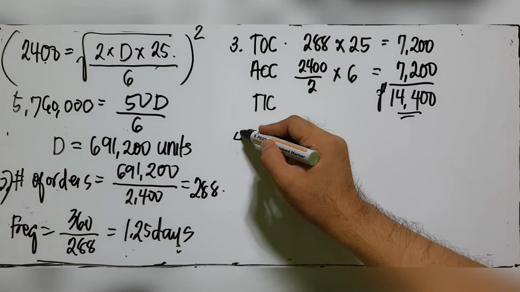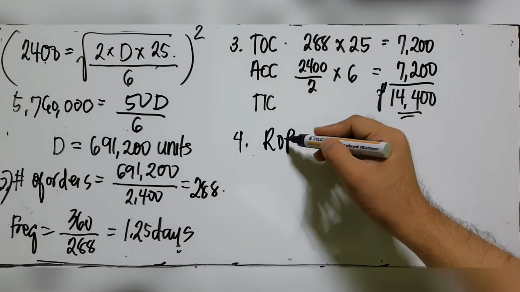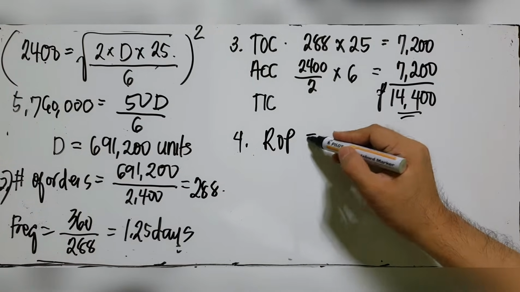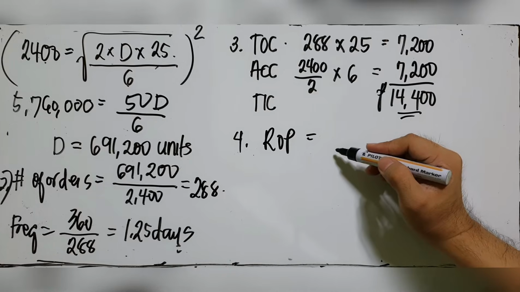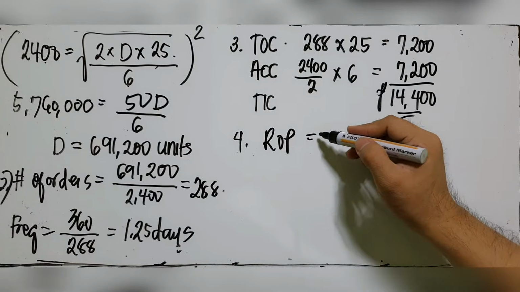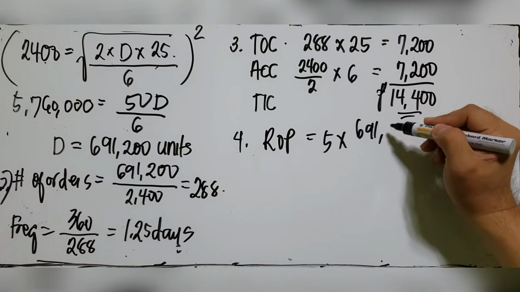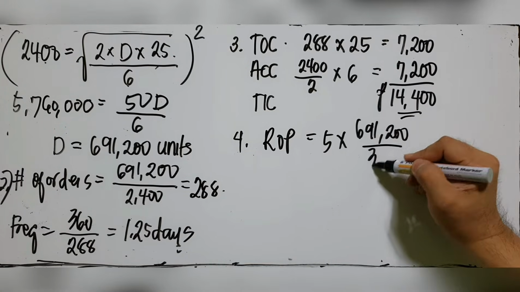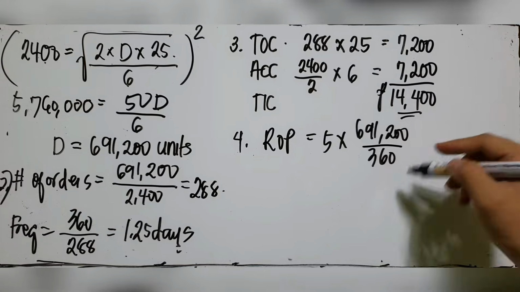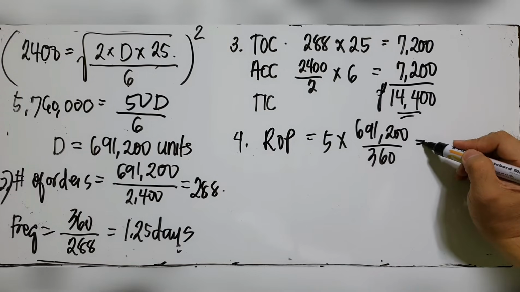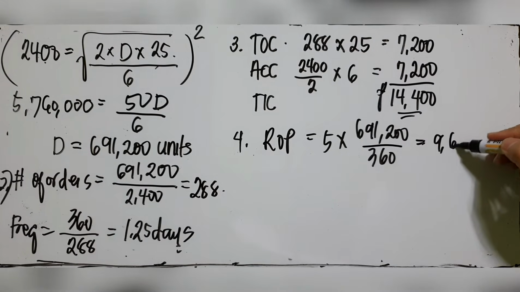So let's proceed with number 4. We are asked for the reorder point again. So the reorder point is the lead time. Our lead time is how many days? 5 days. Times the daily usage. So 691,200 divided by 360. Average daily usage. So the answer is 9,600 units.